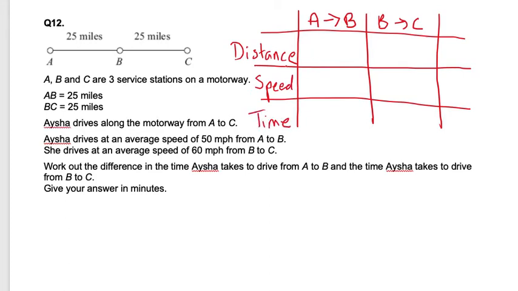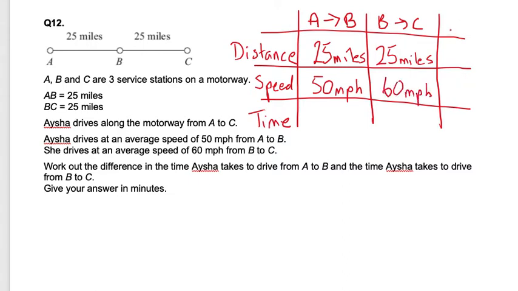We look at the question. The distance between A and B is 25, and I'm going to put the units because we might need to change some units later, and here 25 miles as well. The speed, I drive an average speed of 50 miles per hour from A to B, miles per hour, and 60 miles per hour here.